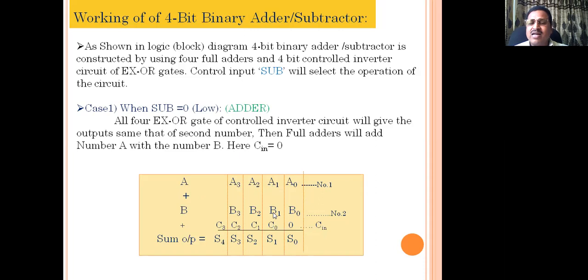Then A1 plus B1 by full adder 1 along with C0, the sum can be S1, and if any carry C1, it is given to full adder number 2. We'll add A2, B2 and C1. The result can be sum S2. If any carry C2 is given to the next full adder FA3, which will add A3 with B3 along with the carry from the previous column, the result can be sum S3, and the resultant final carry C3 can be assumed as the fifth bit in the addition result, S4. Thus we'll get the 5-bit result of addition when the subtract input is at logic 0 or low level.